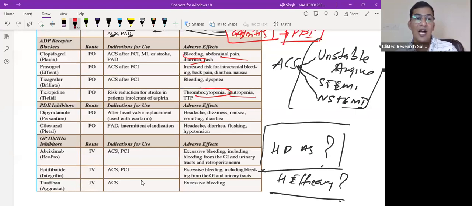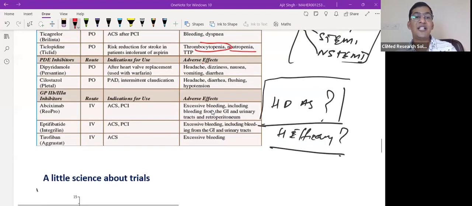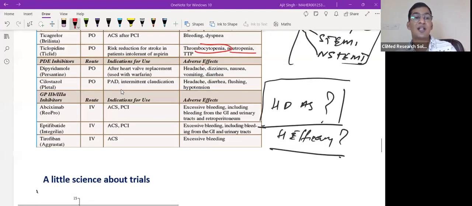Now, if we are talking about PDE inhibitors, phosphodiesterase inhibitors, cilostazol or dipyridamole, both are given orally. Their risk is not usually bleeding, but sometimes hypotension, headache and dizziness. But as we are saying, there is only 5 to 7 to 10% benefit of these drugs.